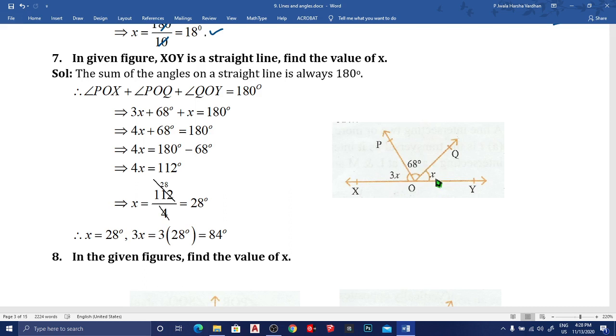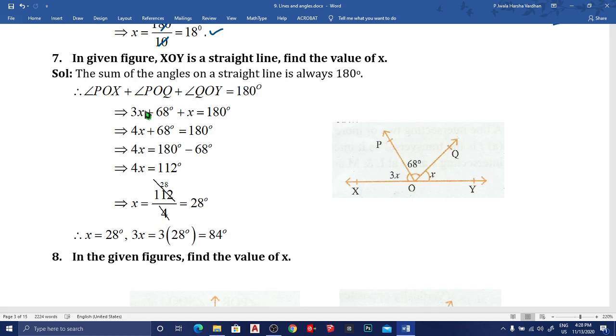If you know that property, you can solve this problem very easily, because the sum of the angles on a straight line is always 180 degrees. You can write it as angle POX plus angle POQ plus angle QOY is equal to 180 degrees. Here, angle POX is 3x, angle POQ is 68 degrees, and angle QOY is x degrees, equal to 180 degrees.